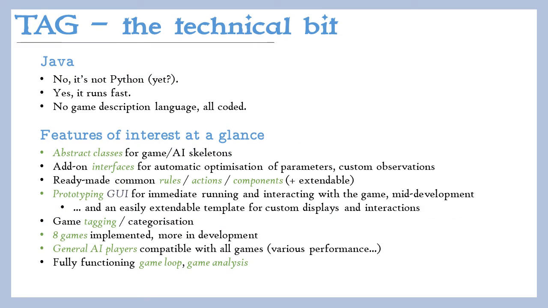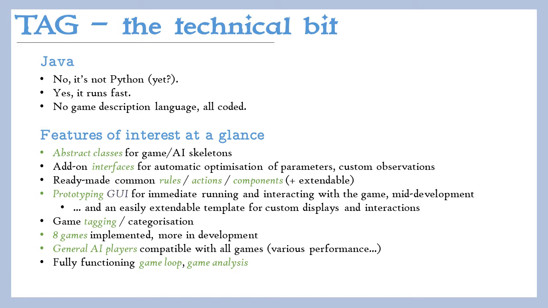But let's dive a bit deeper into what the framework actually does. TAG is built in Java, taking advantage of the execution speed of this language, and several AI players are already available and provided with the code. We do not use a game description language, everything is pure code, aiming to speed up development and execution, as well as lower the barrier of entry for new users.